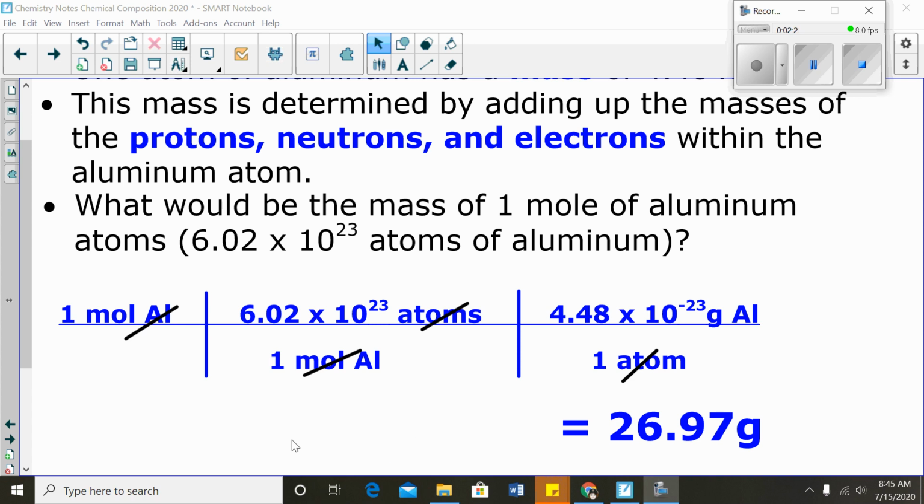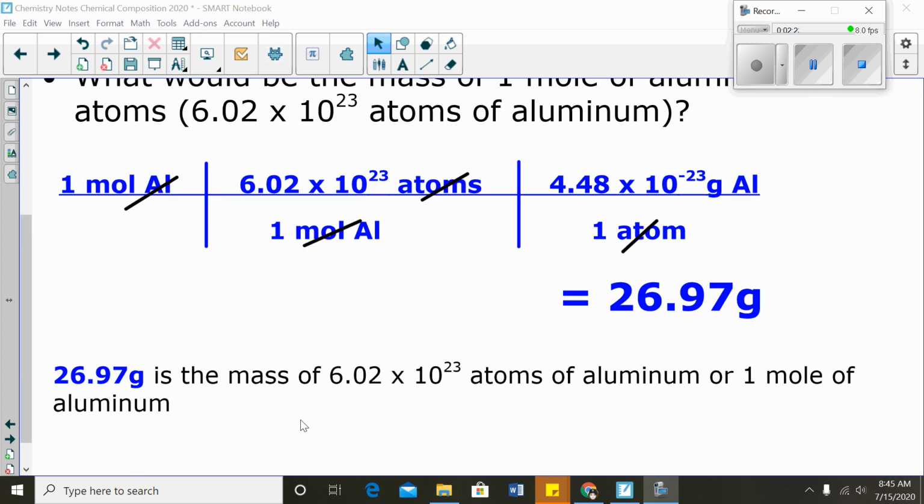Now I know I did not follow significant figures here, but there's a reason, and you'll see that in just a second. So this 26.97 grams is the mass of 6.02 times 10 to the 23rd atoms of aluminum, or 1 mole of aluminum.